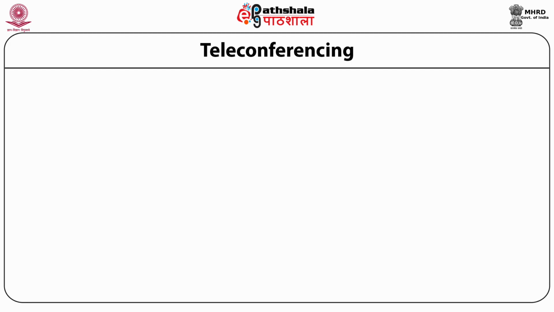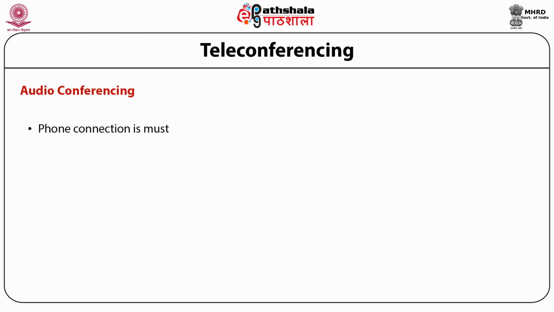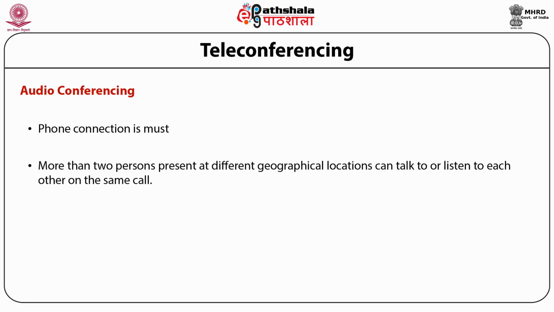Teleconferencing can be of two types, namely audio conferencing and video conferencing. A phone connection is a must for audio conferencing. It is just like a normal telephonic conversation. The only change is that in audio conferencing, more than two persons present at different geographical locations can talk to or listen to each other on the same call.